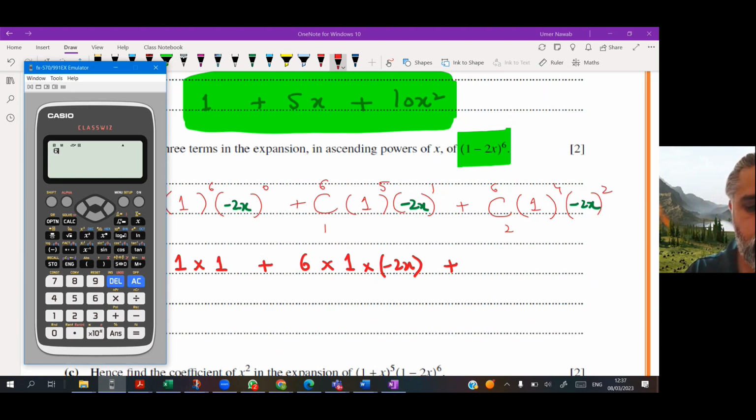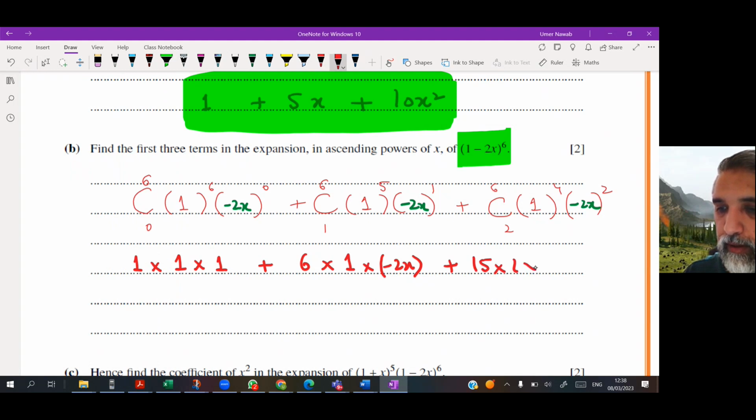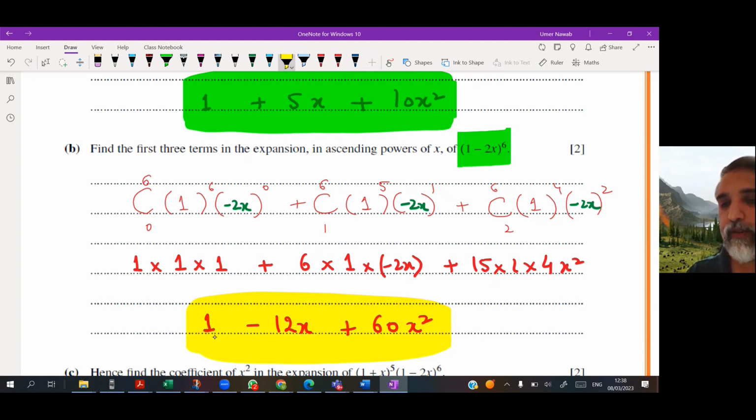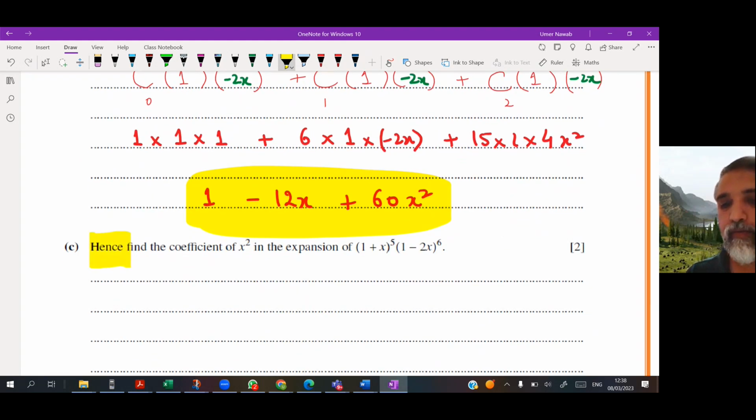6C2, let me calculate. 6C2 gives me 15. And then 1. The minus sign will be eliminated because of the square. Just 2 squared is 4, x squared. Final answer is 1 minus 6 times 2 is 12x, and 15 times 4 is 60x squared. So I found the expansion of this. Now, hence means we need to multiply them together. We got the first 3 terms in the expansion of 1 plus x to the power 5. Let me copy them.